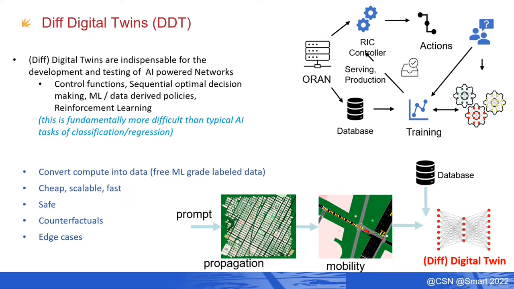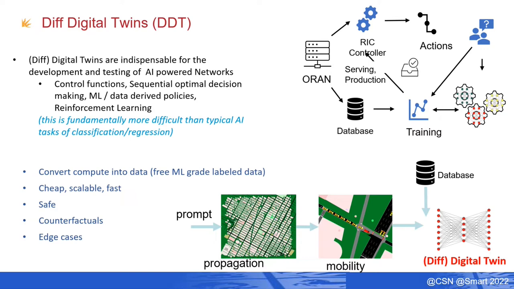So in comms, often what you want, at least in wireless comms, is some software package that tells you something about propagation mechanisms, maybe in a city like this Manhattan section over here, and you may also want to have mobility patterns, how users move around. Okay, put them all together, this is a digital twin of some sort.